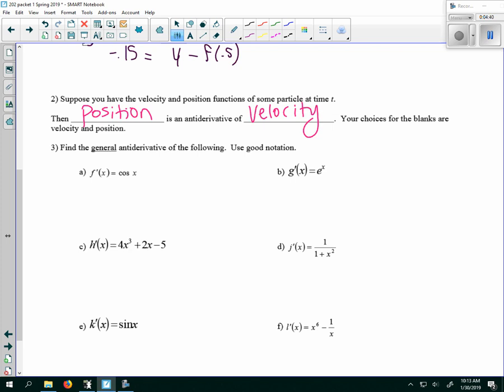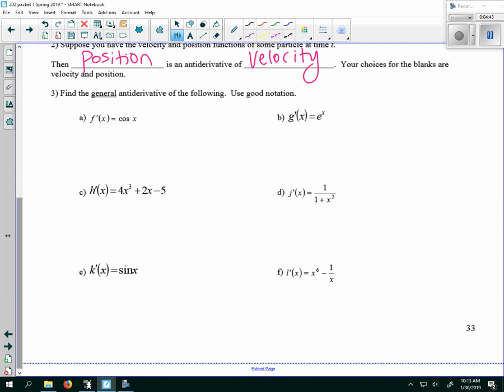All right, now we have some formulas, and we're going to find the general antiderivative of each. So we're looking for a function whose derivative is the function given. So some function whose derivative is cosine x, that would be sine of x. But I can always tack on a plus c, an arbitrary constant, because the derivative of sine x is cosine x, and the derivative of a constant is 0. So the general antiderivative always has the plus c on it. Okay, a function whose derivative is e to the x is e to the x plus c.